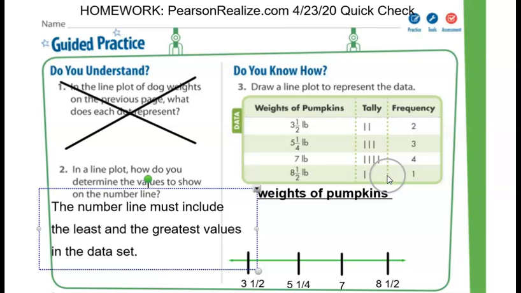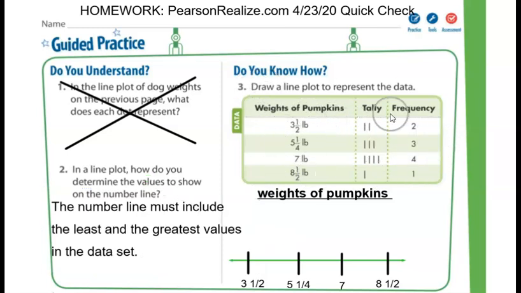So we want to make sure we're looking at our data set, and I'm using number 3 as an example. We want to look at the data set and make sure that if our smallest value is 3.5, we're not starting our number line at 4. And if our largest number is 8.5, we're not stopping at 7, because we won't have enough spaces or the information to be able to track that data.